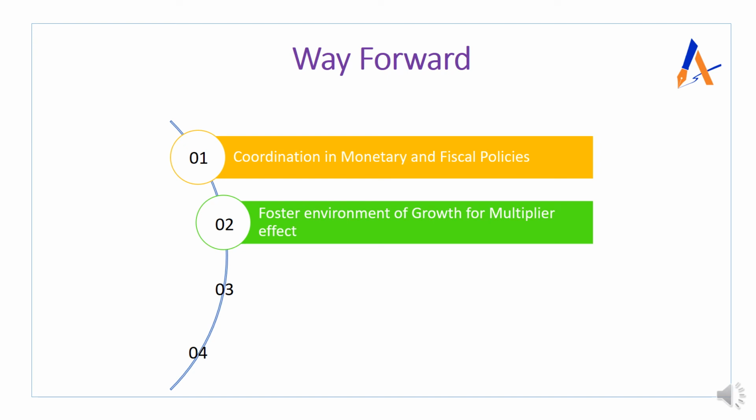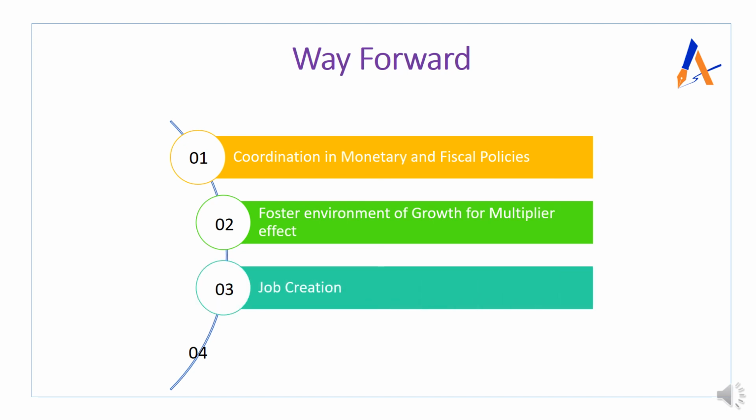For example, recently the government announced, as the second point, measures to foster an environment of growth for the multiplier effect. The government announced a reduction in excise duty on petrol and diesel by 8 rupees per liter and 6 rupees per liter respectively. The government has been trying this to foster economic growth, because this will have a multiplier effect on the economy, right?